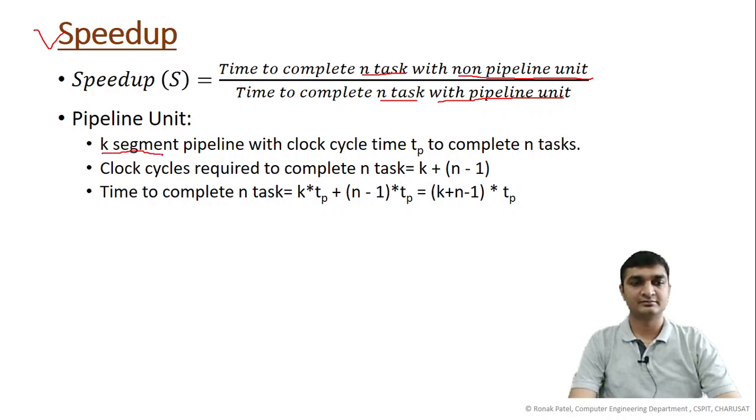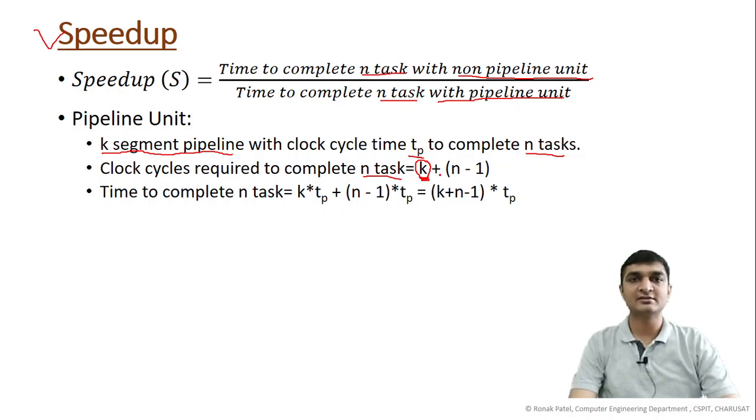So there is a k-segment pipeline with clock cycle time Tp to complete n tasks, right? The clock cycles required to complete n tasks. So how many clocks are required? To complete the first task, we require a number of clocks based on how many segments we have, right? And here we are considering one segment equal to 1 clock, and Tp is the time given for 1 clock. Here we are just measuring how many clocks are required, and if you multiply this with the clock time, we will get the time. So for the first task out of n tasks, the number of clocks required is k, because it needs to pass through k segments to get the first result.